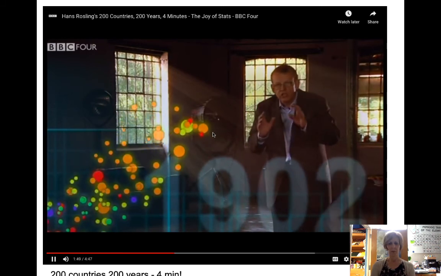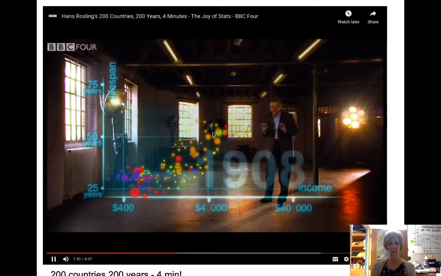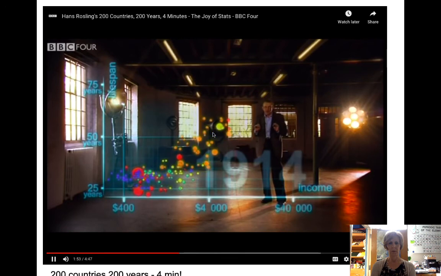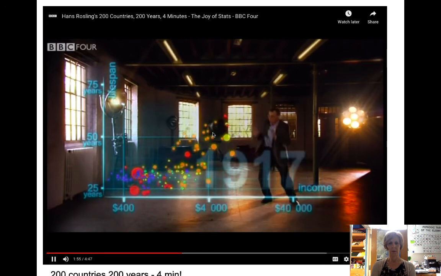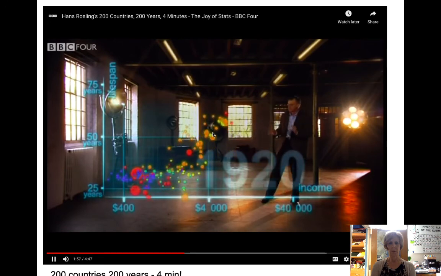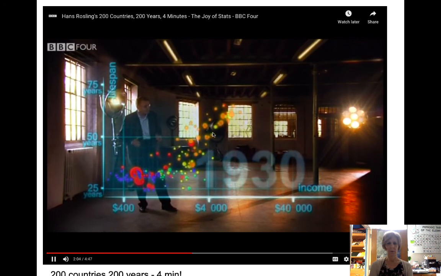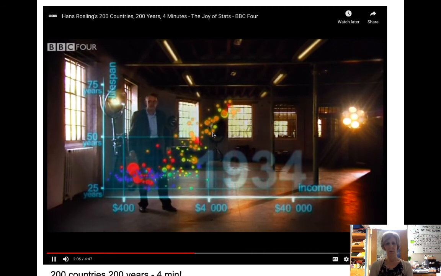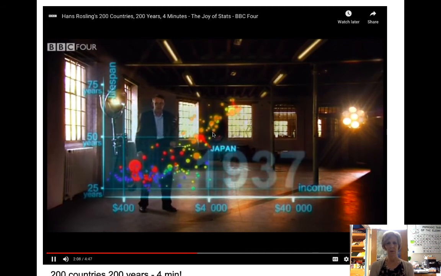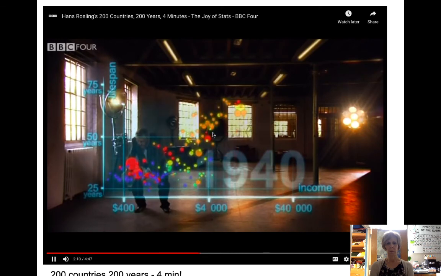And now we slow down to show the impact of the First World War and the Spanish flu epidemic. What a catastrophe! And now I speed up through the 1920s and the 1930s. And in spite of the Great Depression, Western countries forge on towards greater wealth and health. Japan and some others try to follow, but most countries stay down here.